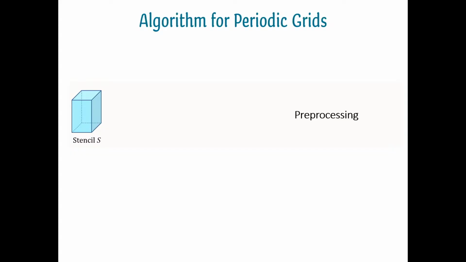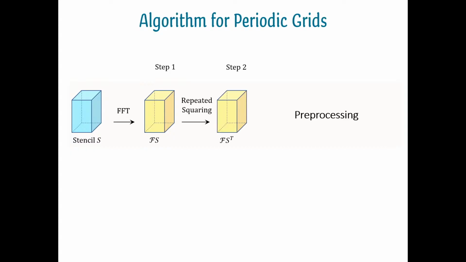Okay, so for the pre-processing, you take a stencil, convert it to a polynomial, take the FFT. That gives you the point value form of the polynomial. Do repeated squaring to compute s to the power t. That takes n log t time. Okay, so that is pre-processing, and you do that and you save it.